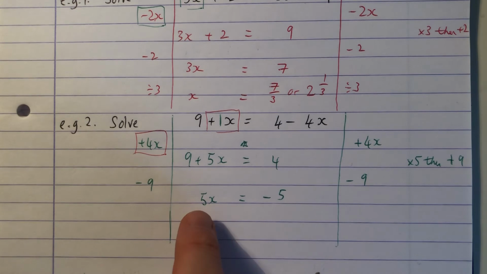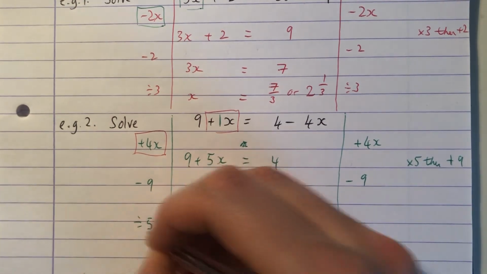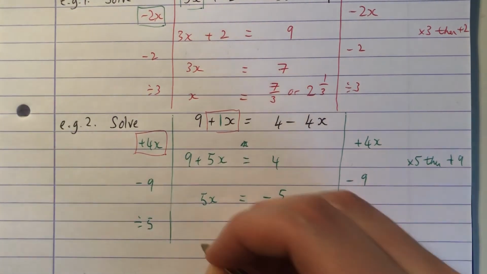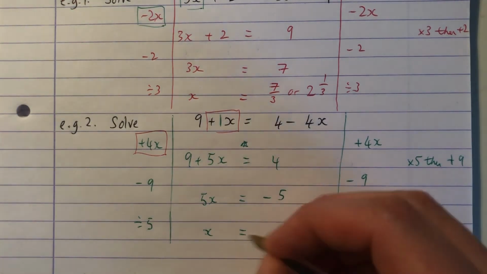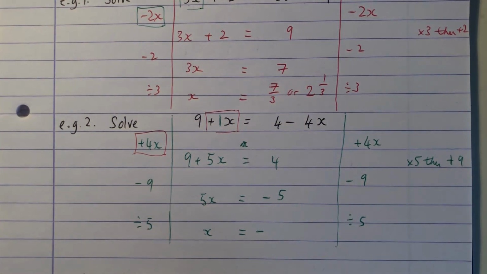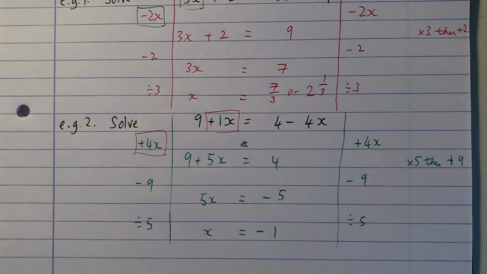Then the last operation to get rid of is this, which was times by 5. So you have to do the opposite, which is dividing by 5. Negative 5 divided by 5. Remember your rules for negatives. A negative number divided by a positive number will always give you a negative number. And 5 divided by 5 is just 1. So the answer to that is x equals negative 1.